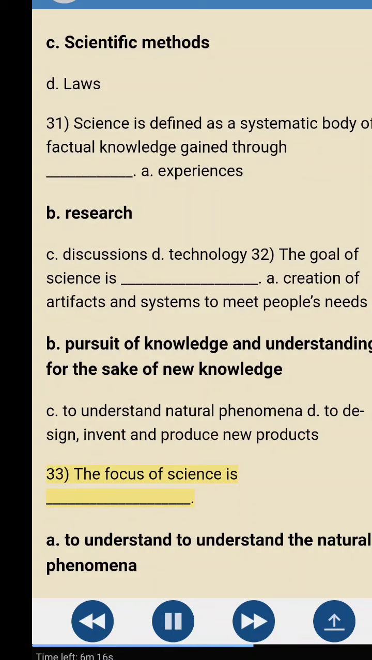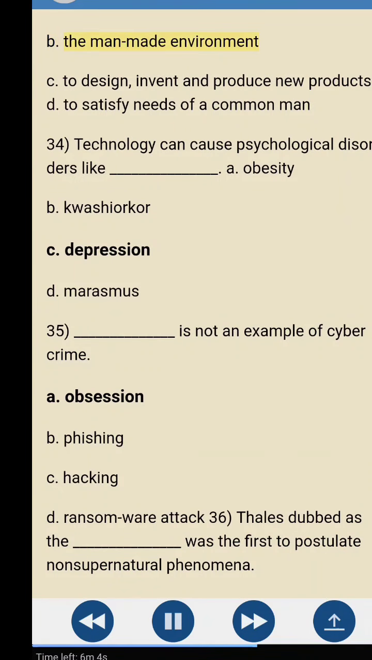33. The focus of science is blank. A. To understand the natural phenomena. B. The man-made environment. C. To design, invent and produce new products. D. To satisfy needs of a common man.